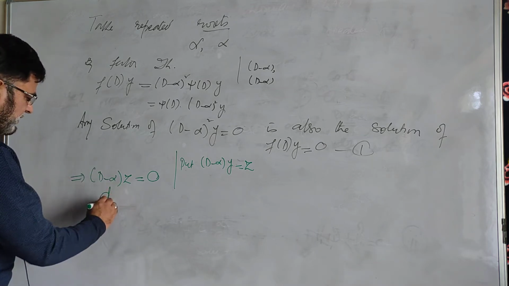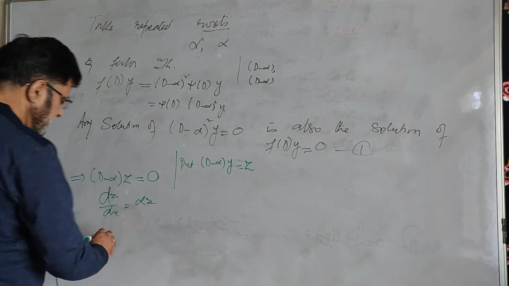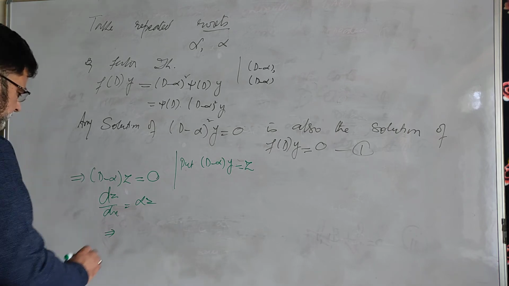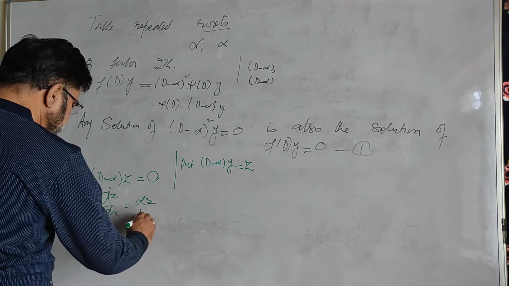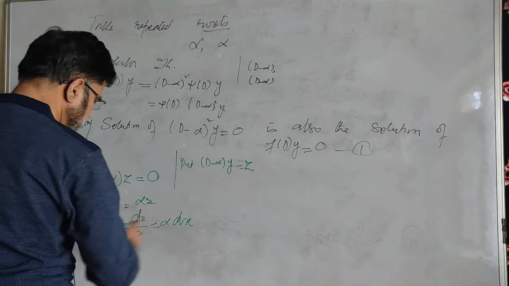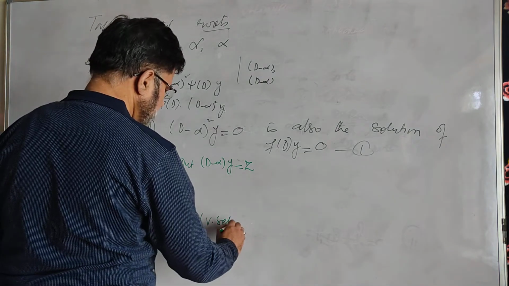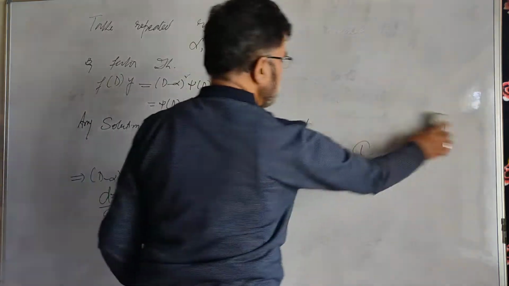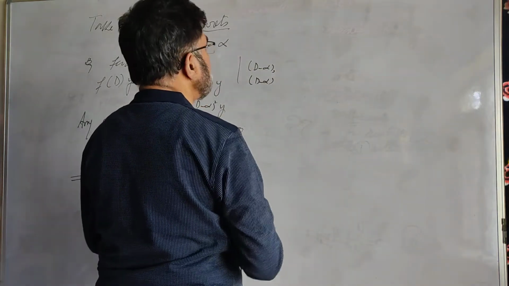This means your dz by dx is equal to alpha z. This gives you dz by z is alpha dx. Okay, so variables are separated. Variables got separated here. I can write the solution here.